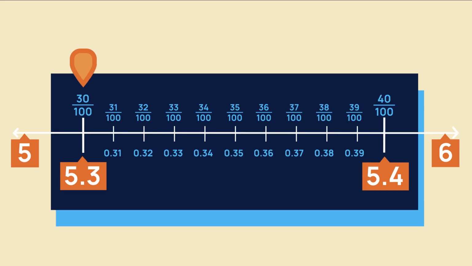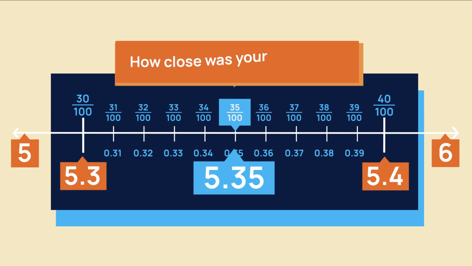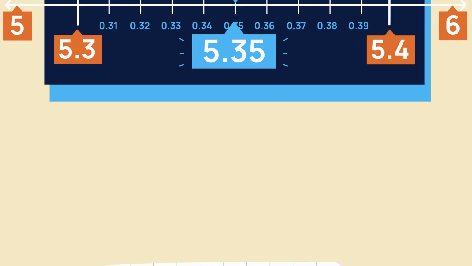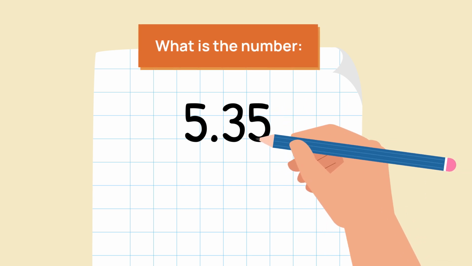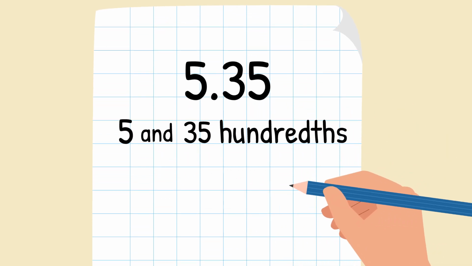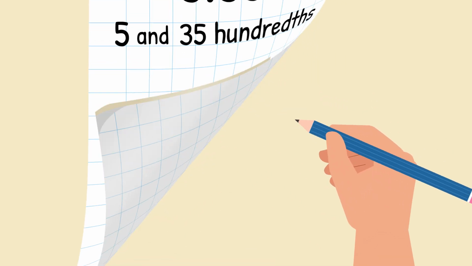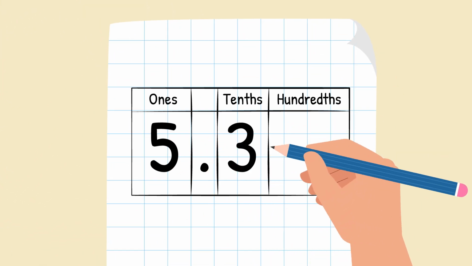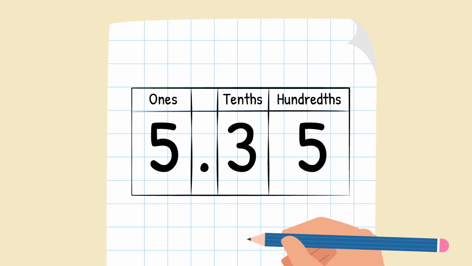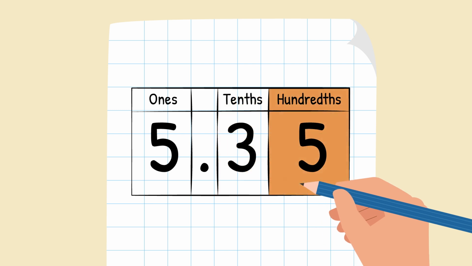Our jump is midway between 5 30 hundredths and 5 40 hundredths, which is 5 35 hundredths of a metre. How close was your estimate? What is this number? We say this number as 5 35 hundredths, or written as a mixed number. And if you think back to what you know about place value, this number has the place value parts 5 ones, 3/10, and 5 hundredths.